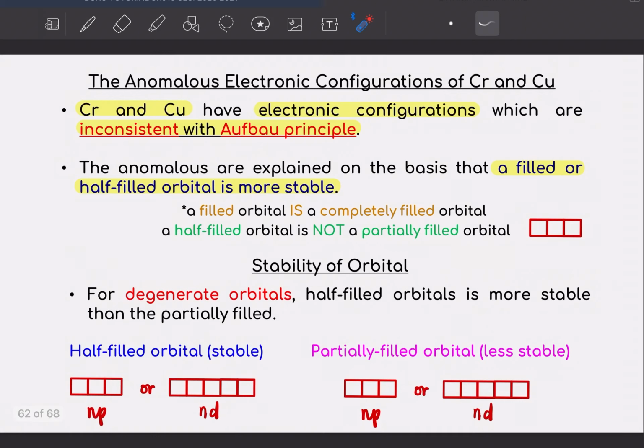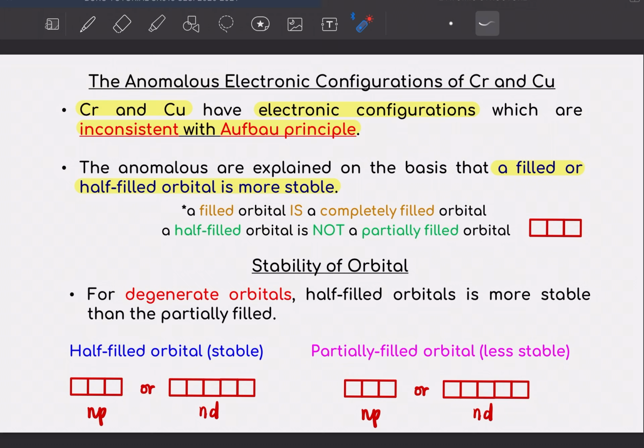Okay, now we're going to go to anomalous electronic configuration for chromium and copper. Your chromium and copper have electronic configurations which are inconsistent with the Aufbau principle. Maksudnya, chromium dan copper ni special case. Anomalous ni maksudnya special case. Dia tak ikut kebiasaan. Dia tak ikut Aufbau principle in this case. Dia adalah luar biasa punya case. Alright, special case lah kira, special case.